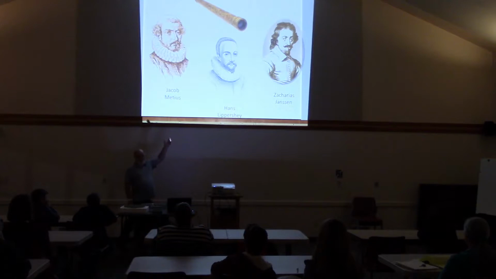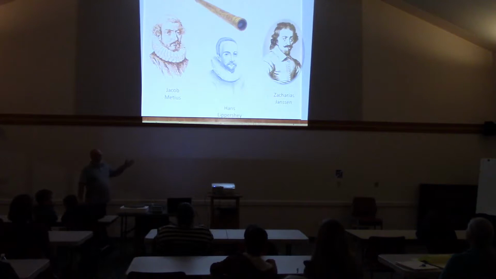Two weeks after he applied, Jacob Metius went to the patent office to apply for a patent for his telescope that he invented. Not long after that, Zacharias Janssen showed up saying that Hans's telescope is really my telescope, he stole my plans. So in the end, nobody got the patent. Hans got an award and a contract to make more of them, but nobody got the patent.